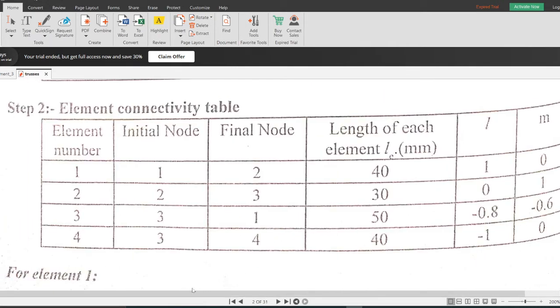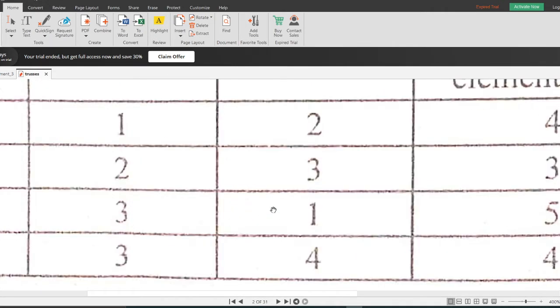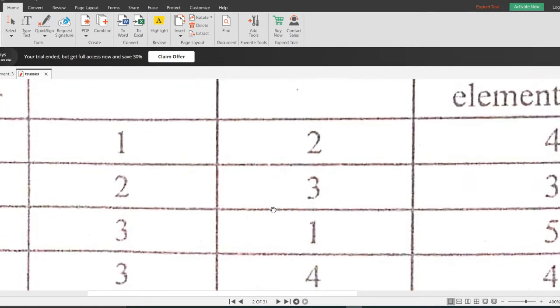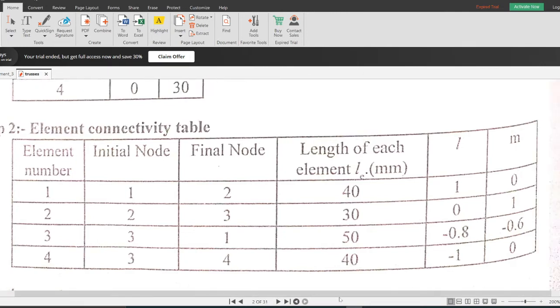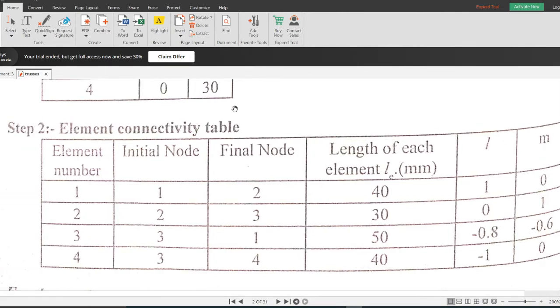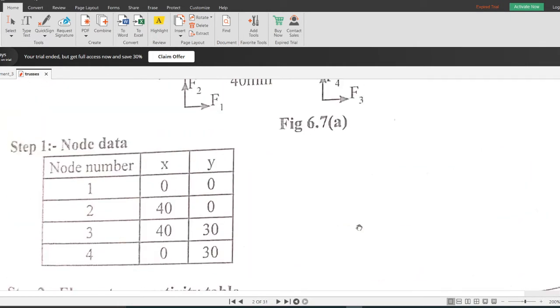Initial node, final node, all of you understand? Okay, let me calculate now. What is the value of LE1? What is the value of direction of cosines? All of you do it. LE1 how much? Tell me. L how much? M how much?